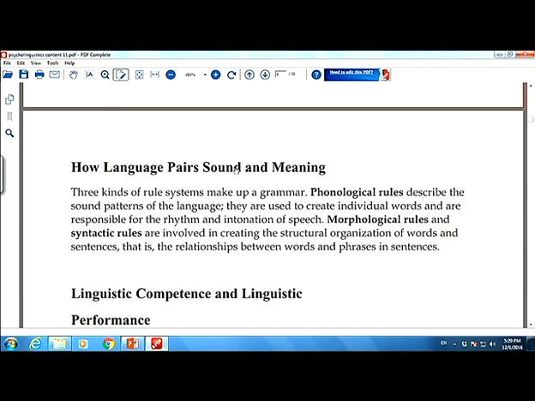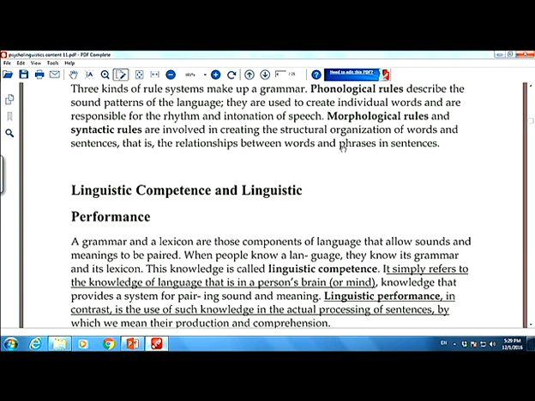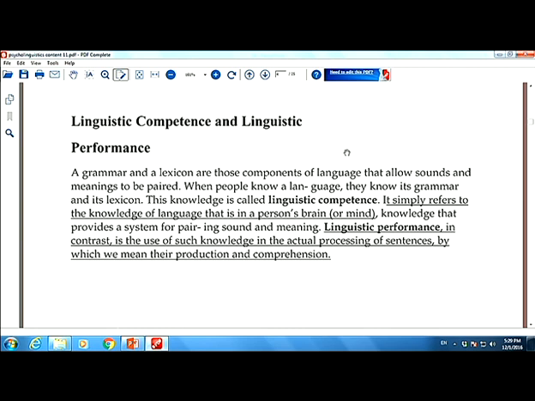Also here we have things in bold, so very, very important. Linguistic competence and linguistic performance. This is also very important. What is linguistic competence? This is it. The knowledge of grammar that is in a person's mind. Here, linguistic performance is the opposite, the use of knowledge in actual processing.